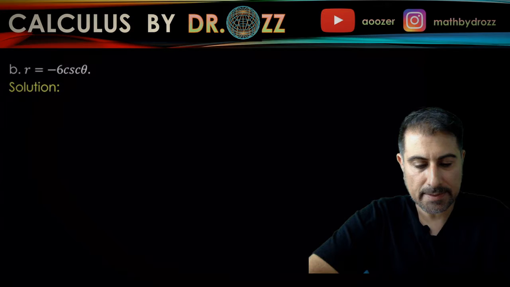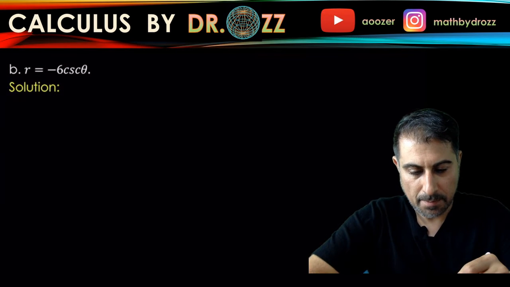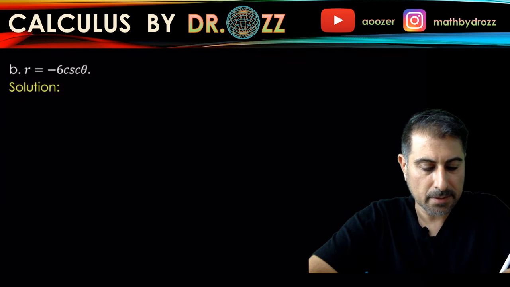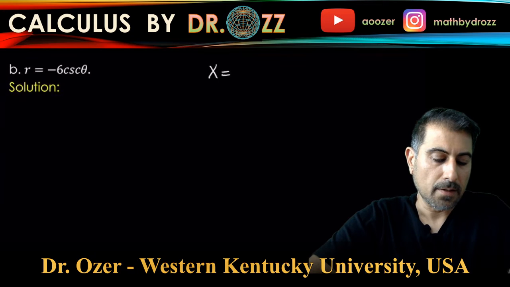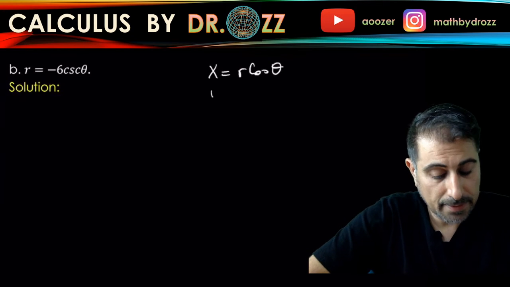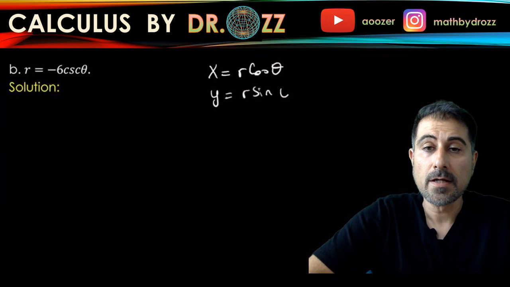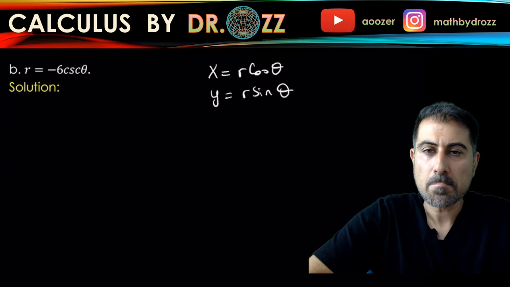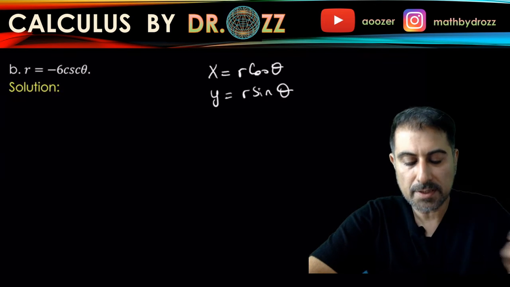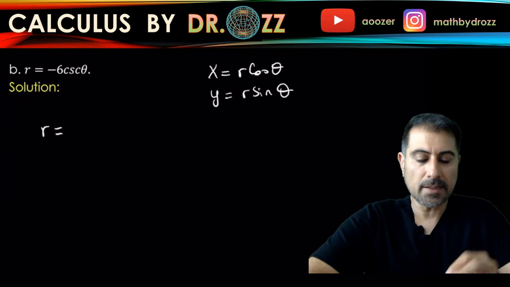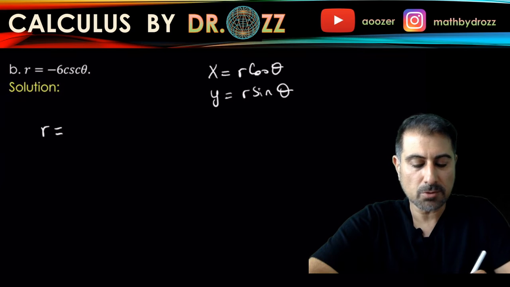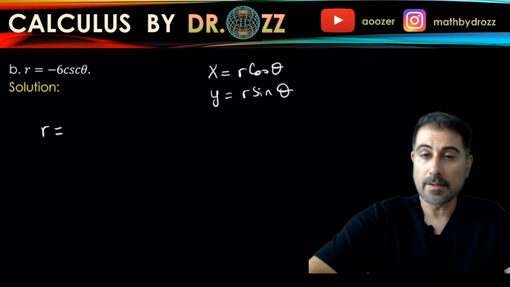All right, let's stare at part B. And we have the conversion here, x equals r cosine theta and r sine theta for y. Okay, so let's try to rewrite r because we have cosecant theta, and cosecant is the reciprocal of sine. So why don't we just write it as minus 6 over sine theta.